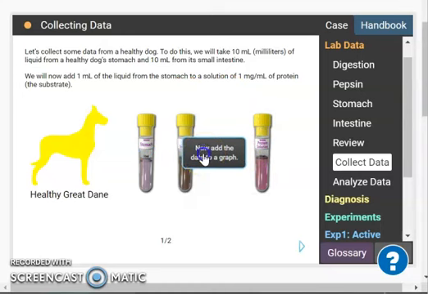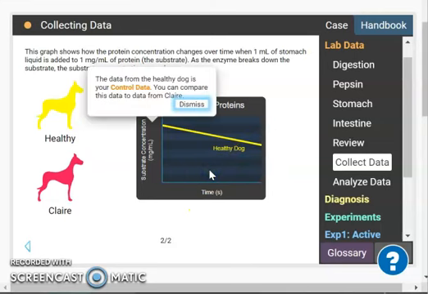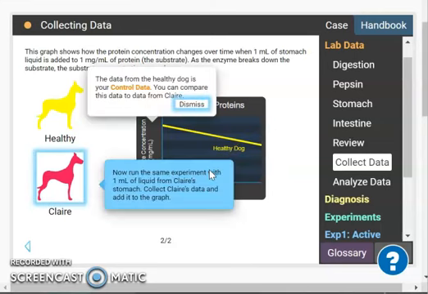Now let's add our data to a graph. Here are our stomach proteins. This is how much substrate is there. The graph shows how the protein concentration changes over time when the stomach liquid is added to the protein. As the enzyme breaks down the substrate, the concentration should go down, as we see in the healthy dog. The data from the healthy dog is our control data.